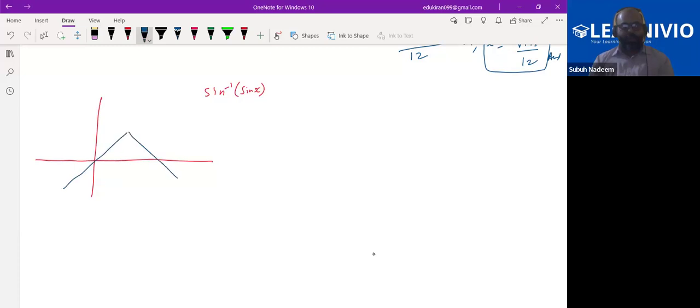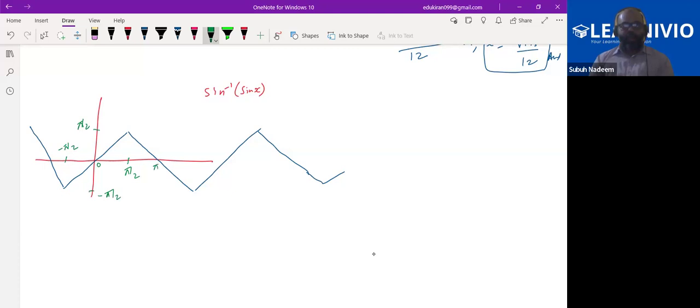something which is like this. So this is the sine inverse sine x graph. Let us mark the points. This is 0. This is pi by 2. This is also pi by 2. So sine inverse of sine pi by 2 is pi by 2. Similarly, this is minus pi by 2. And this is also minus pi by 2.